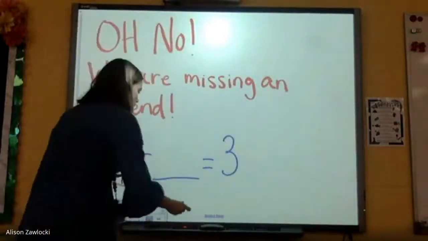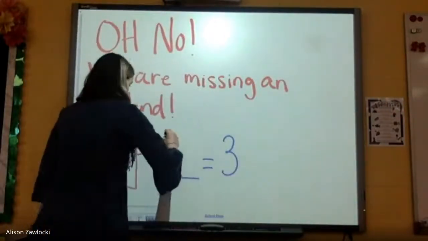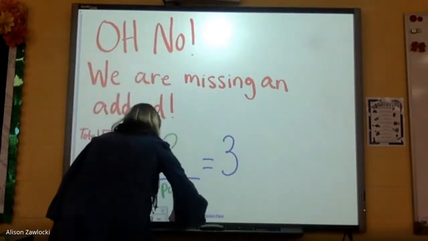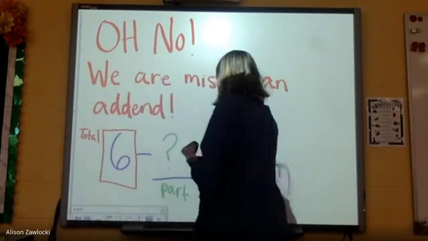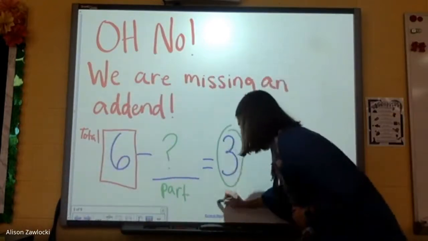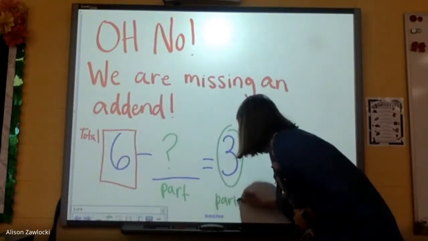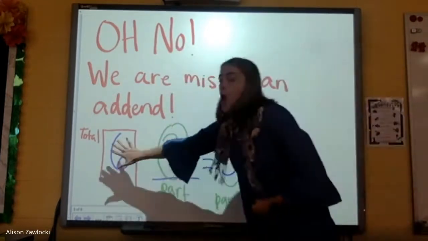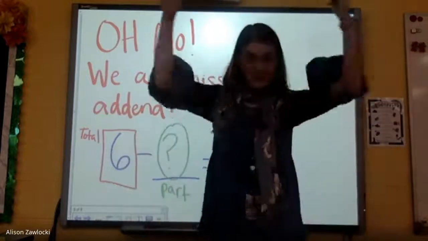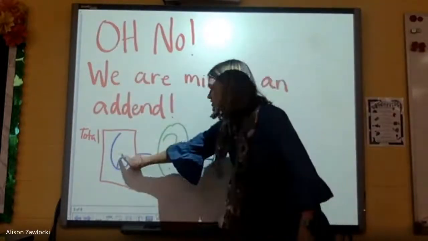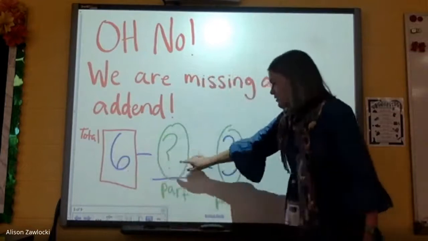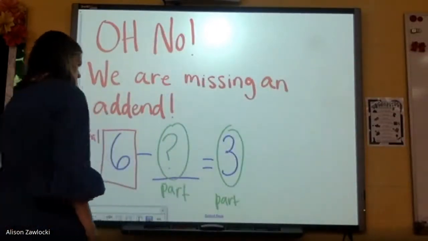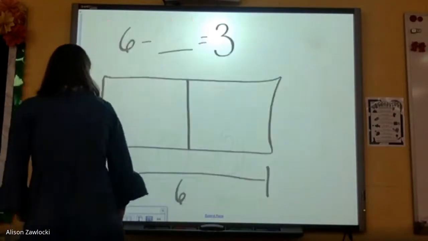And then you take away one of your addends. We don't know it. This one's missing. So that's one of our parts. This is a part. And then you get a part as well. This is also a part. So in a subtraction problem, your whole or your total, your biggest number comes first, right? Your total comes first. You take away one part, and then you have your other part. Okay, so let's move on to our next thing.